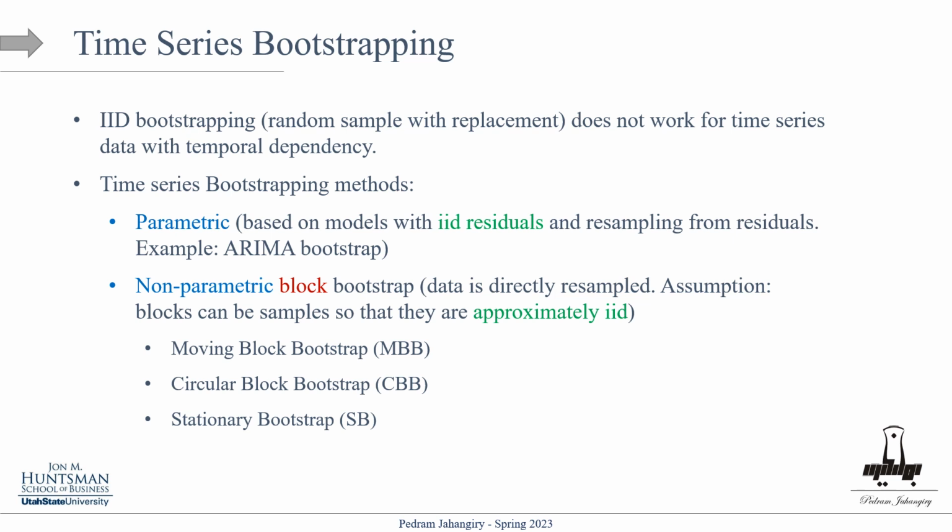As we discussed earlier, because there are time dependencies in time series data, IID bootstrapping simply does not work because we cannot shuffle the data randomly. We know that bootstrapping is random sampling with replacement, so if there's time dependency, we cannot do that. So what do we use for time series bootstrapping methods? There are 2 general types of bootstrapping methods for time series. One is parametric, the other one is non-parametric.